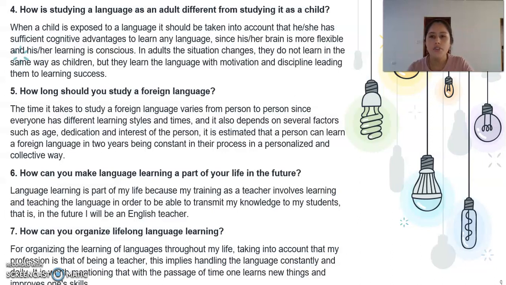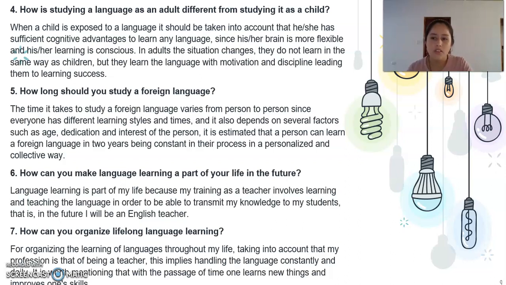How is studying a language as an adult different from studying as a child? When a child is exposed to a language, it should be taken into account that he or she has sufficient cognitive advantage to learn any language, since his or her brain is more flexible and his or her learning is conscious. In adults, the situation has changed. They do not learn in the same way as children, but they learn the language with motivation and discipline.